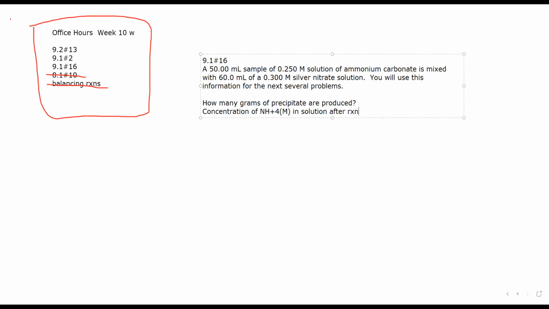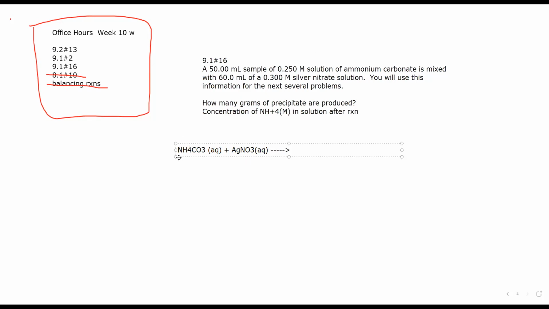Okay, so first thing we have to do, right? It's a stoichiometry problem. So we're going to go ahead and write a balanced chemical reaction. We've got NH4CO3. I know that's going to be aqueous, so we'll write that for now. We've got AgNO3. I know that's going to be aqueous. That thing is going to mix. And it doesn't tell us what products we're going to make, so we have to do our own flip-flop.